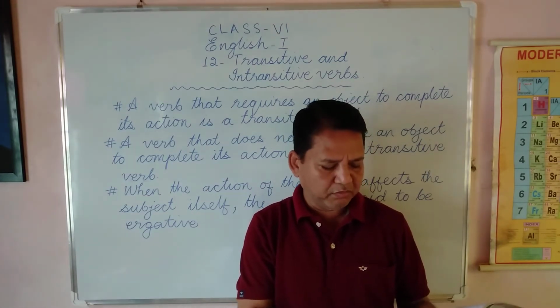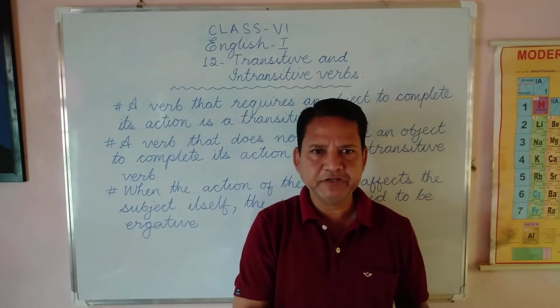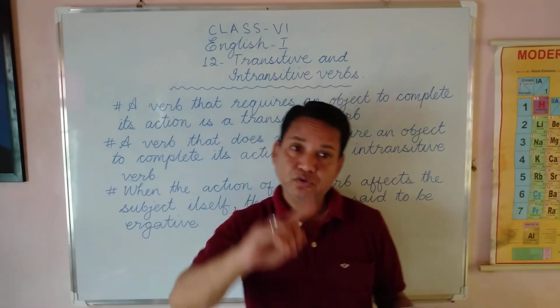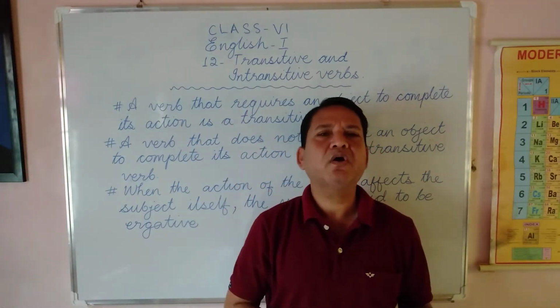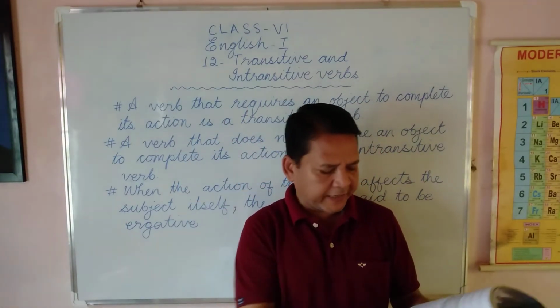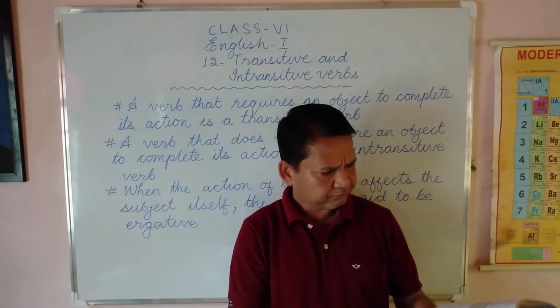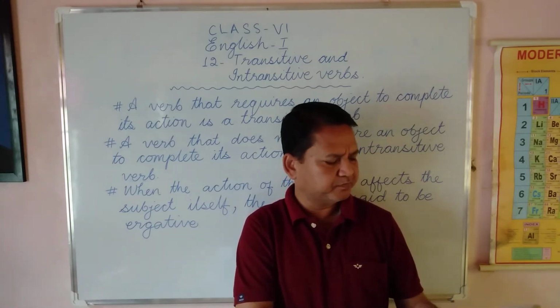Number 5. He goes to school by bus. He is the subject. Goes is the verb. And where does he go? To school. School is the object. So it is transitive. Likewise you do from 1 to 10. Okay. Then you come to the next space.